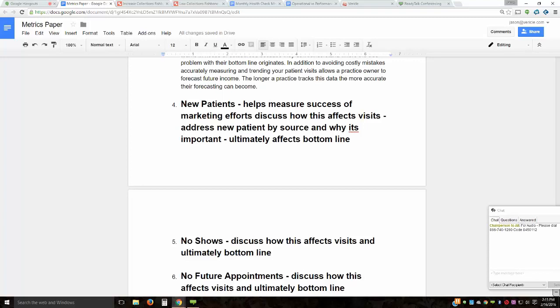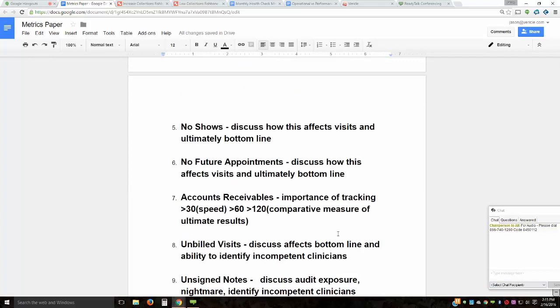So these particular metrics I bolded because they're going to make up your big picture ones. You have to know how these affect your financials. New patients are only great if you keep them. No-shows. The bottom line is that when you have a no-show, you don't just lose the money that you're going to get from that visit. No-shows must be tracked fiercely. They must be tracked every single month.